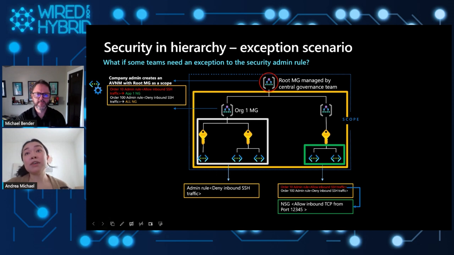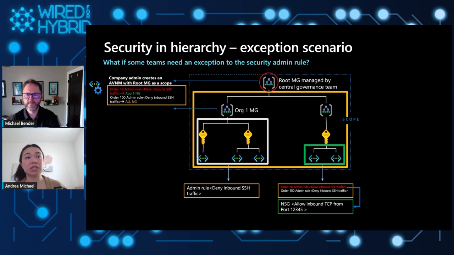And something we've encountered even internally with Microsoft is this exception scenario. What if a team needs an exception to a security admin rule? How do you create that hole for those teams? So maybe in general, you have used a network manager to deny SSH traffic on all of your VNets. This is applying to all of your network groups, every single application team's network groups, and so all of their VNets. What you can then do is create another admin rule, a higher priority admin rule than your baseline admin rule. You can say, you know what? Actually, here's our exception rule right here.